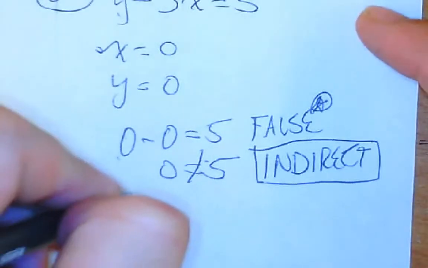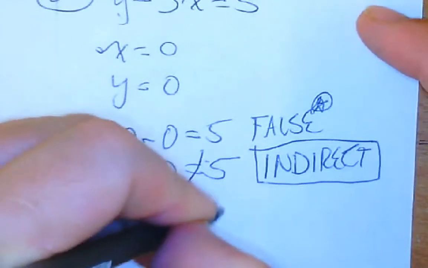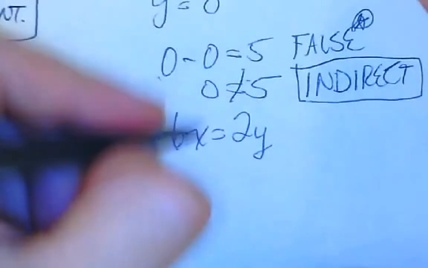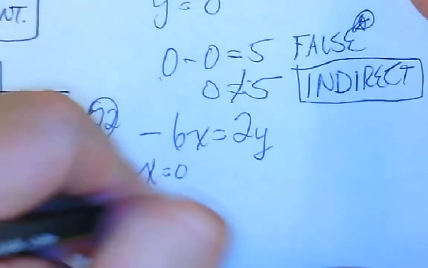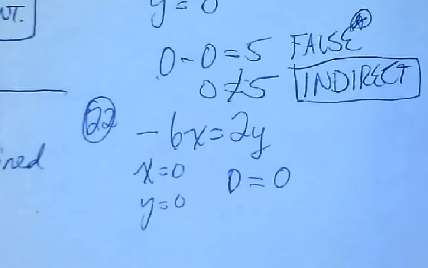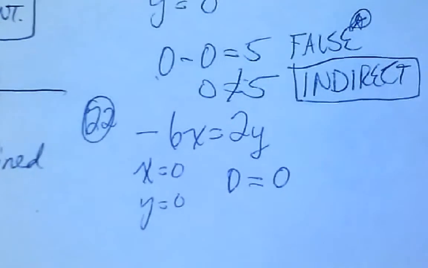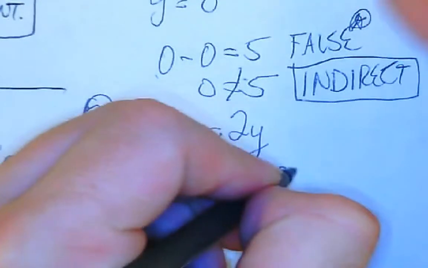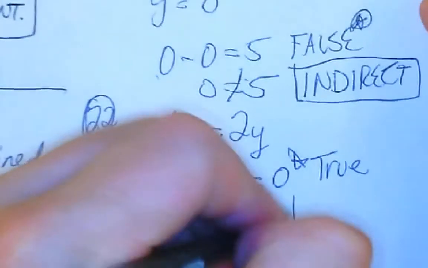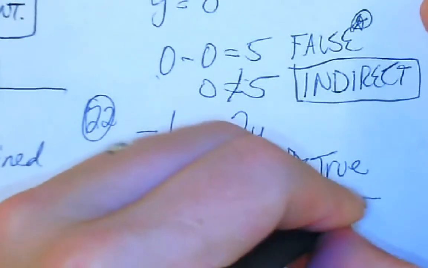Because it says negative 6x equals 2y. And what you're going to do is put zeros in for x and y. So this is just saying that 0 equals 0. And the awesome part about that is that it is true. This is true. So this is direct variation.